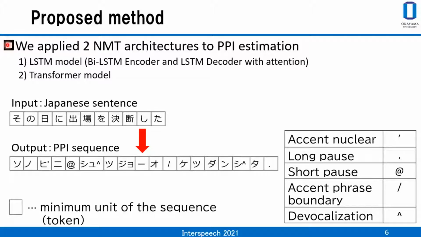We propose to apply two NMT architectures to PPI estimation: an LSTM model that has an LSTM encoder and LSTM decoder with attention, and a transformer model. Input is a Japanese sentence and output is a PPI sequence. In these sequences, the box indicates the token, the minimum unit of the sequence, and the right table is a list of prosodic information symbols.